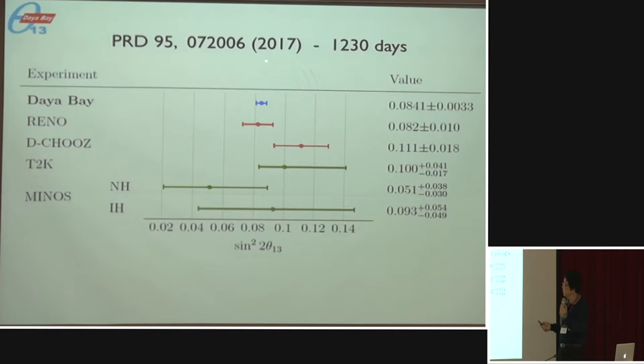This is the latest publication in Physical Review D this year. I think this corresponds to more than 1,200 days already. And you can see the number hasn't changed much, the central value, and the error has actually been reduced. This can be compared with all the other measurements so far, with the results shown upper. So far, things seem to be quite good.